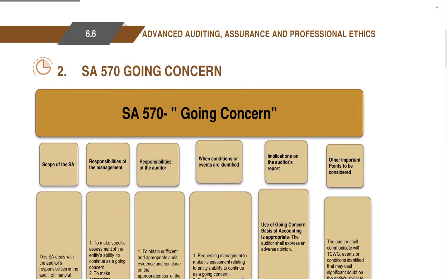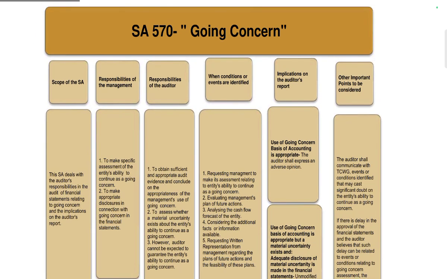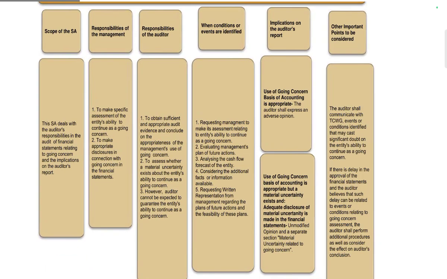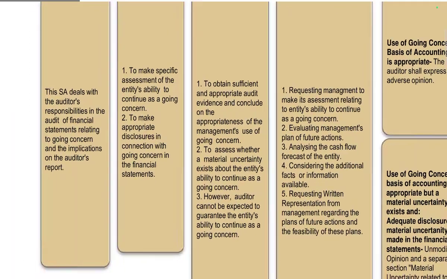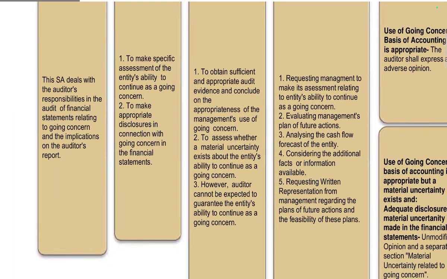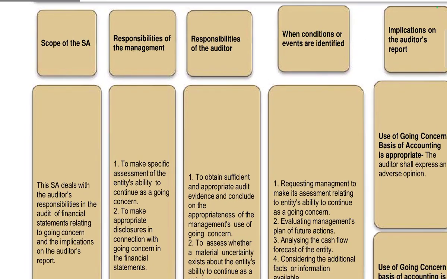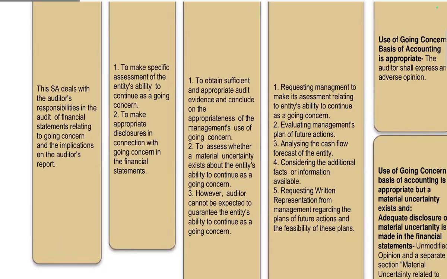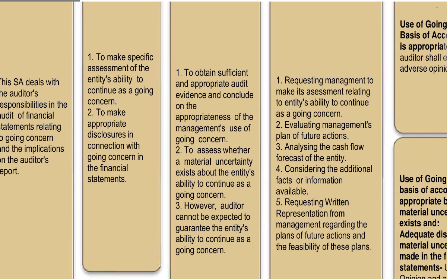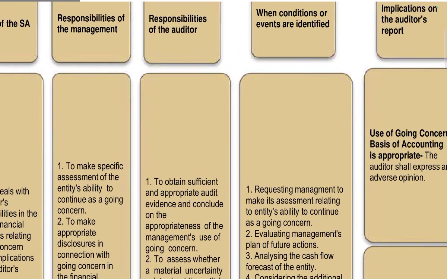Going concern. The scope of auditing includes responsibility of the management and responsibility of the auditor. SA 570 deals with the auditor's responsibility in the audit of financial statements relating to going concern and the implications for the auditor's report. It is the responsibility of management to make a specific assessment of the entity's ability to continue as a going concern and to make appropriate disclosure in connection with the going concern in the financial statements.